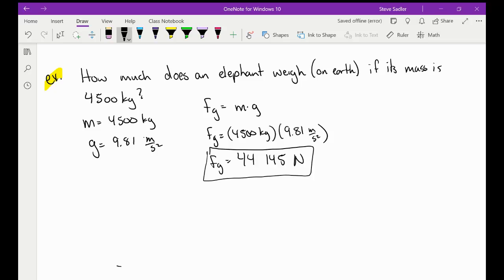There you go. So today, just as a recap, we looked at free body diagrams and drawing them. We looked at Newton's second law, F is equal to ma, or F net is equal to ma. And we looked at force of gravity. That's our first force that we looked at and that we're going to be using.